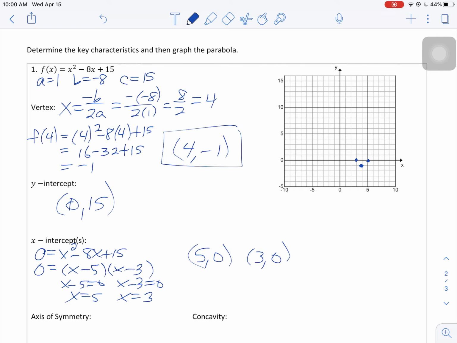Moving right along, axis of symmetry. Love it because we already did it. It was negative b over 2a, which we did back over at the vertex. So x equals 4. Axis of symmetry is always x equals whatever the x coordinate of the vertex is. Concavity, again, we love it. Just look at your a value. A is 1. That's positive. So we're going to be concave up.